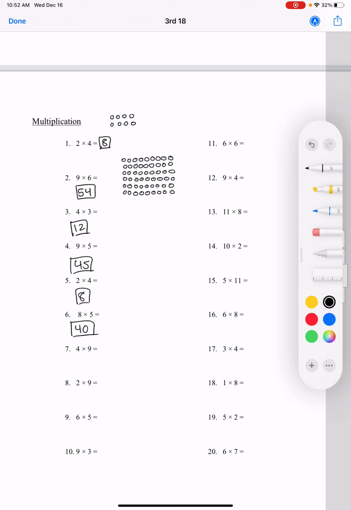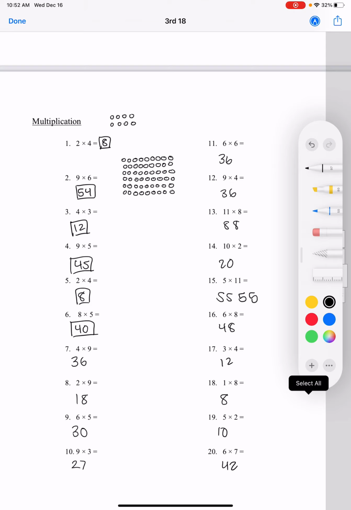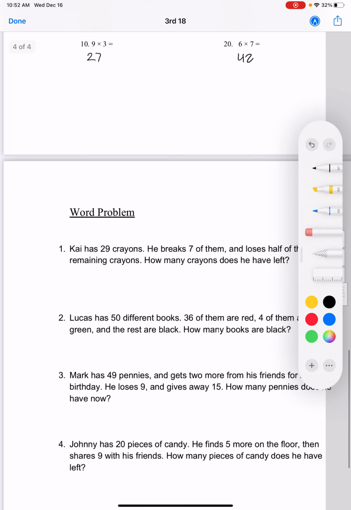Okay, 9 times 4 is 36, 2 times 9 is 18, 6 times 5 is 30, 9 times 3 is 27, 6 times 6 36, 9 times 4 36, 11 times 8 88, 20, 55, 48, 12, 8, 10, and 42. So these are the answers. You can check them or pause. Oh, that's a 55. Okay, you can check your answers and I'll move on.